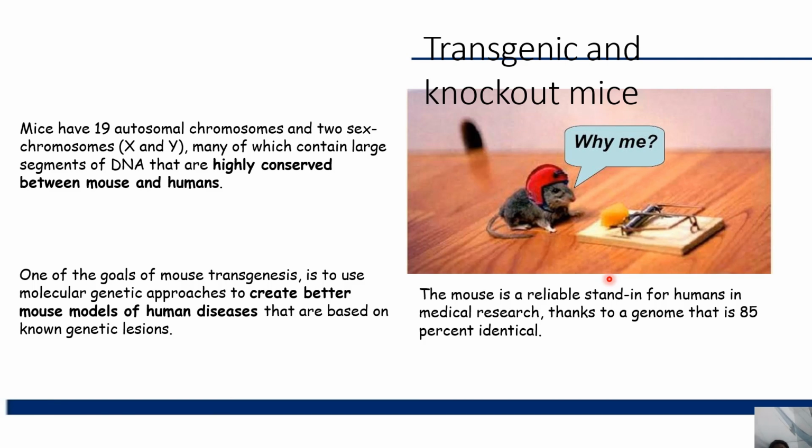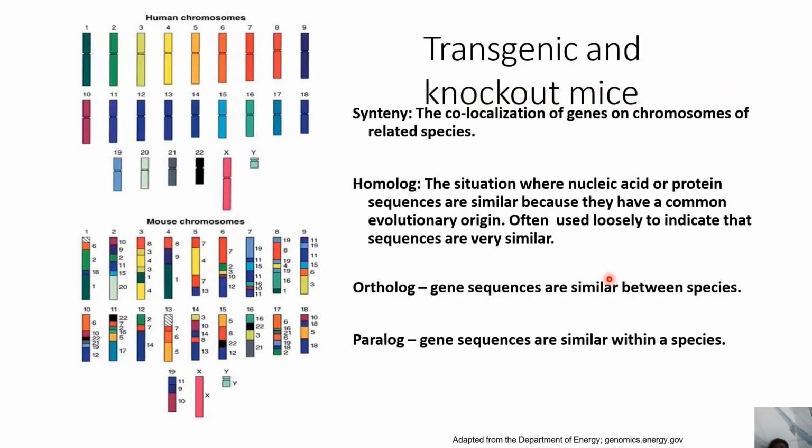And the mouse is a reliable stand-in for humans in medical research thanks to a genome that is 85% identical to ours. Okay. If you talk about synteny, that's basically the colocalization of genes on chromosomes of related species. Homolog is basically the situation where nucleic acid or protein sequences are similar because they have a common evolutionary origin, often used loosely to indicate that sequences are very similar. Ortholog gene sequences are similar between species, and paralog gene sequences are similar within a species.